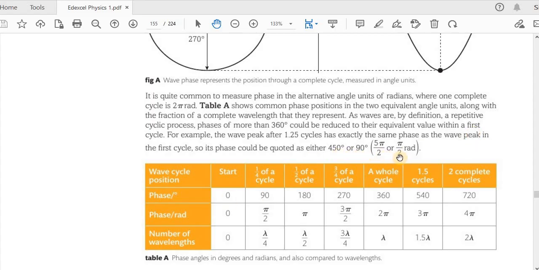Now 90 degrees in radians is pi over 2. What you can remember is pi radians is equal to 180 degrees. So half of this is 90 degrees. Half of this is pi divided by 2. So 90 degrees is equivalent to pi divided by 2 radians. That's how you can do this unit conversion. You can remember this and then convert from degrees to radians or radians to degrees.